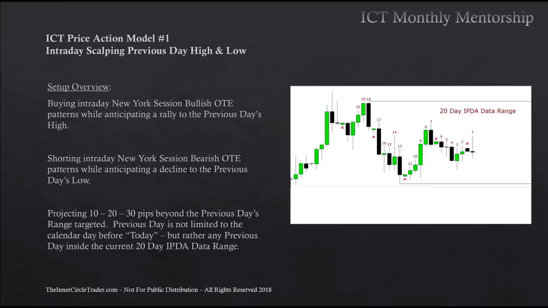Previous day is not limited to the calendar day before today or whatever the trading day is that you're executing, but rather any previous day inside the current 20-day ICT data range. And you can see here I have an example of this week's recording. I did some analysis. You guys saw that on the forum, and this is more or less how I used the ICT data ranges to form an opinion about what was going to be attacked, and how I numbered those days and how I defined the 20-day look back period.